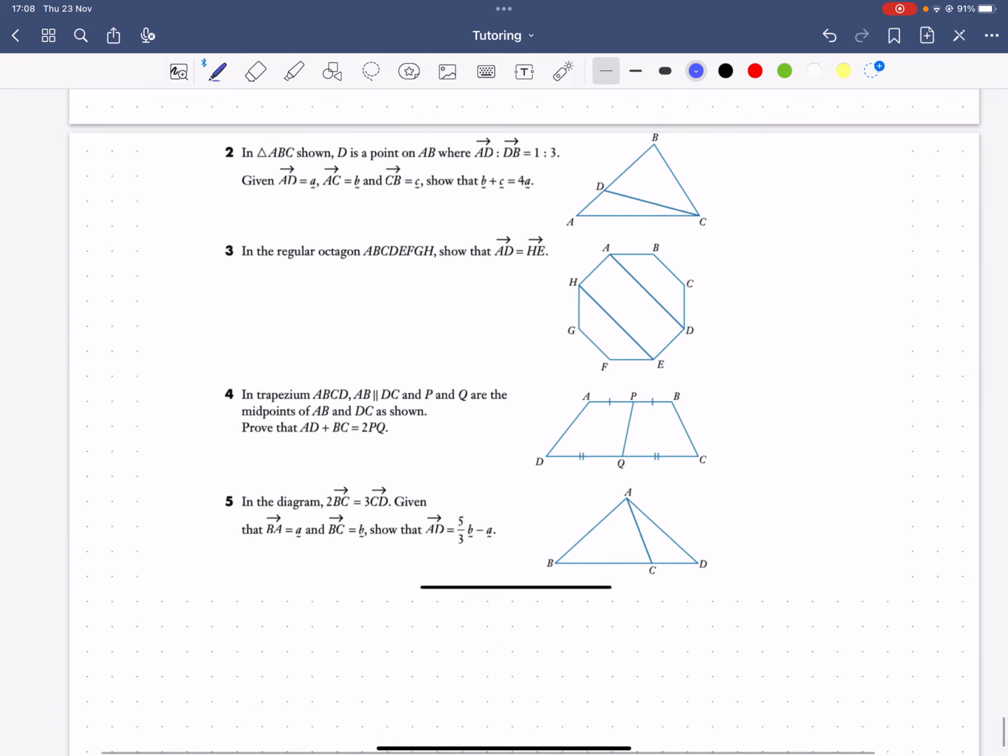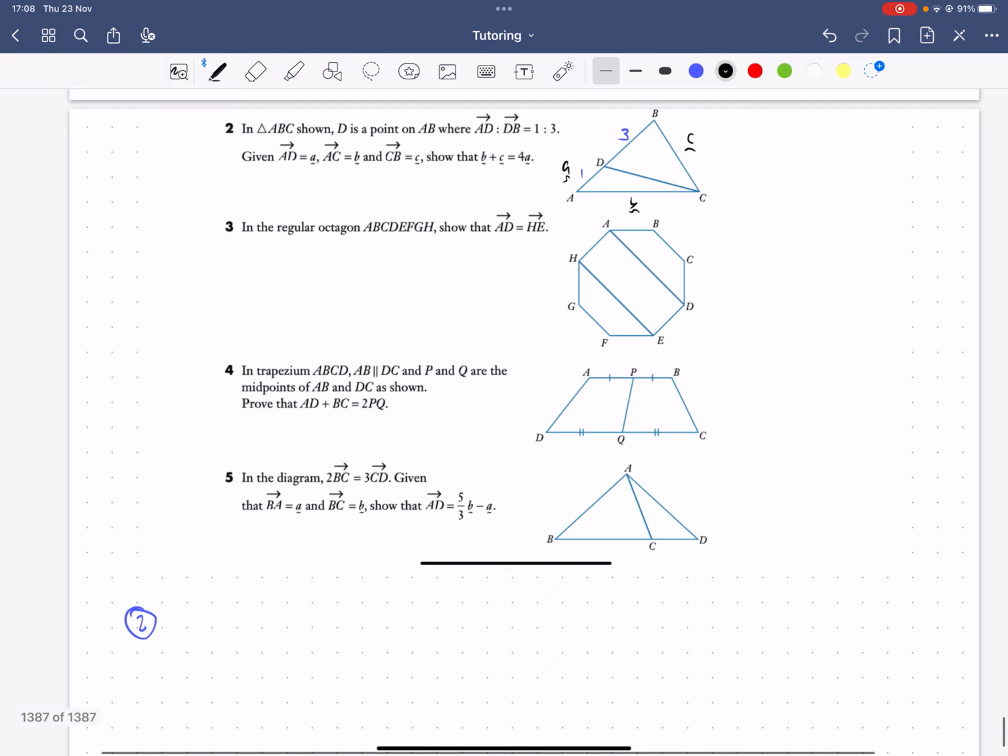Okay, so today we're going to have a look at the first 5 questions from the geometric proofs exercise. So, question number 2 says that in triangle ABC, point D is shown on AB, where AD to DB is 1 to 3. We're going to write that ratio on our diagram. Given that AD is A, AC is B, and CB is C, show that C plus B is 4A.